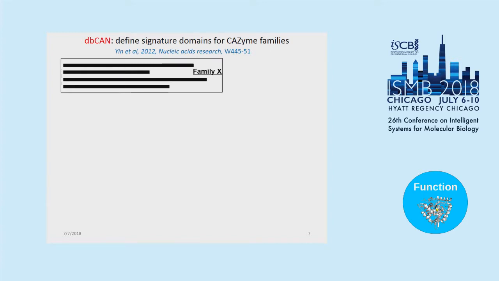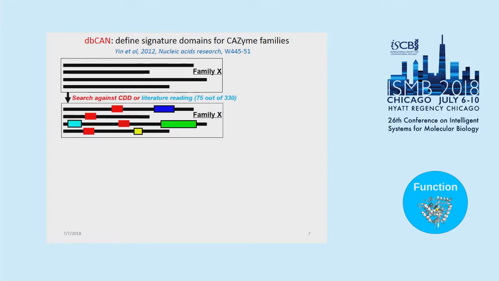In this case, family X has 4 proteins. The reason that they belong to the same family is that they must share some common domain. In this case, we scanned all the 4 proteins for functional domains by searching against CDD of NCBI. In this case, the red domain is found in all the members.